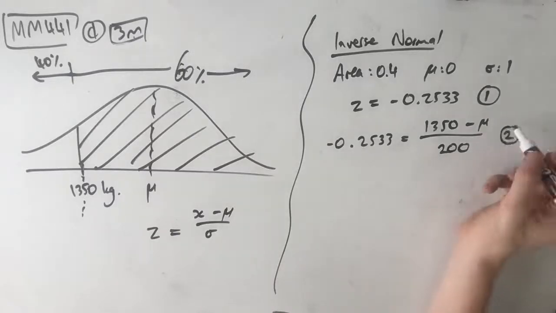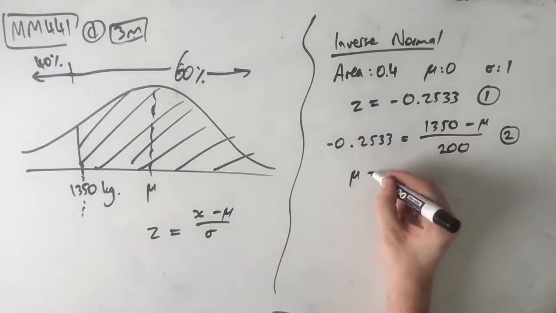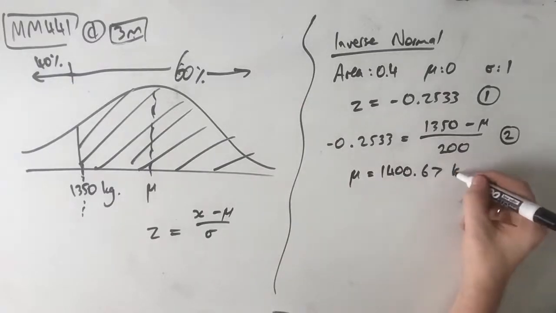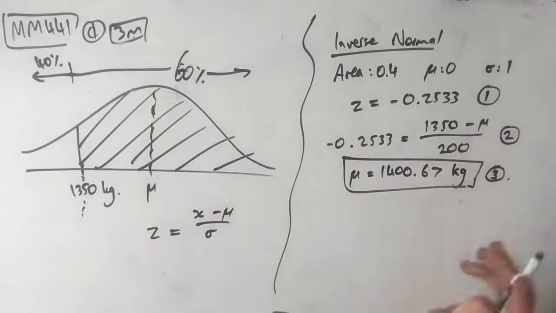Now we just need to solve for mu, right? Because mu is our only unknown. So we can actually just move all this around. What we get is mu equals 1400.67 kilograms. And that is correct to 2 decimal places, which is what the question's asking for. This is our third and final mark for part D, guys. And that's it. So let's move on to part E.